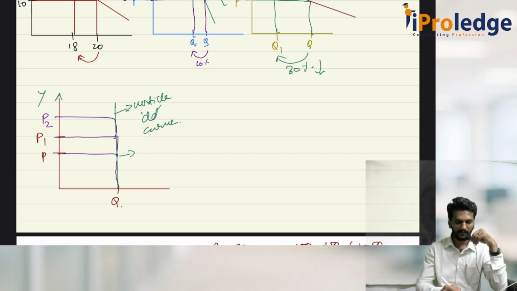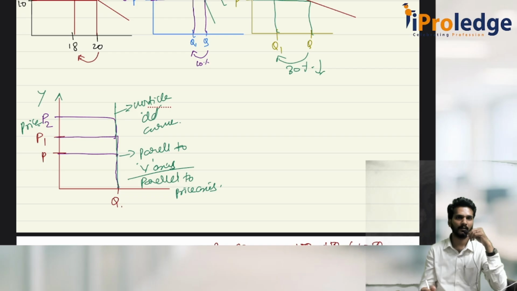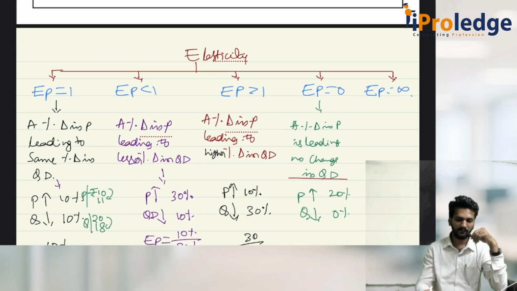So this demand curve is again still parallel to the y-axis. It is also called parallel to the price axis, because this is the price line, price equal again. But what about this part? Elasticity of price is infinite.